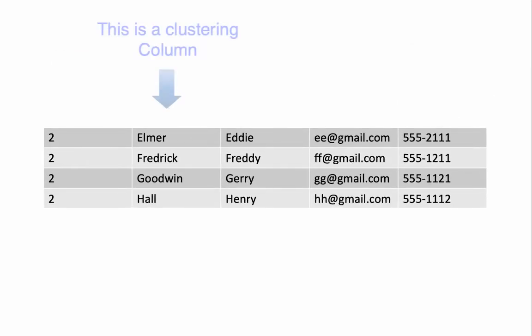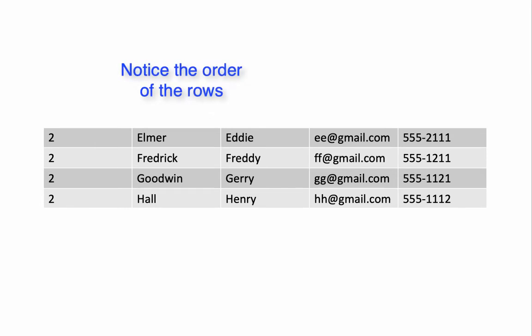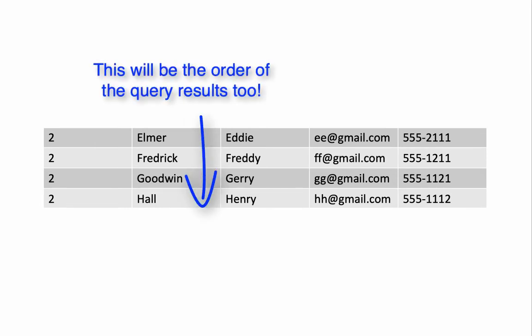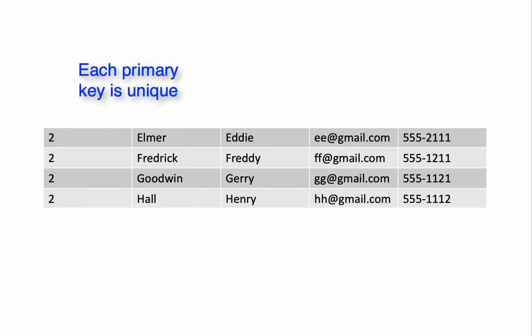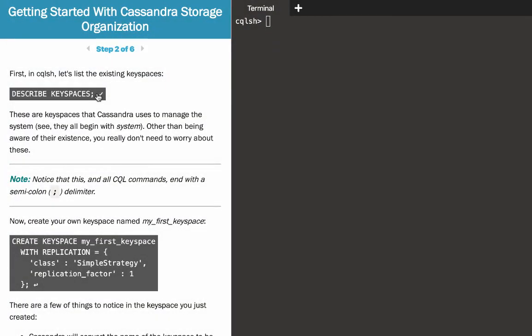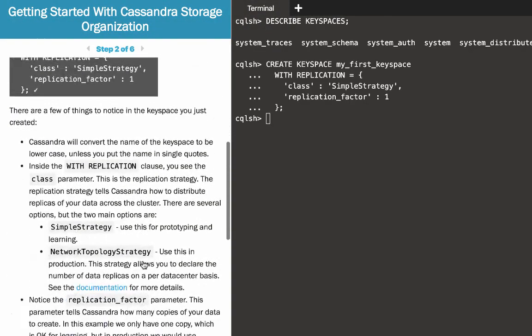Clustering columns serve two common purposes. First, Cassandra orders the rows within a partition based on the clustering column values. This is good to know because Cassandra will return query results in clustering column order, which means you can use clustering columns to order your results. Second, you can use clustering columns to make a primary key value for a row unique. This scenario will show you some examples to make these concepts more concrete.